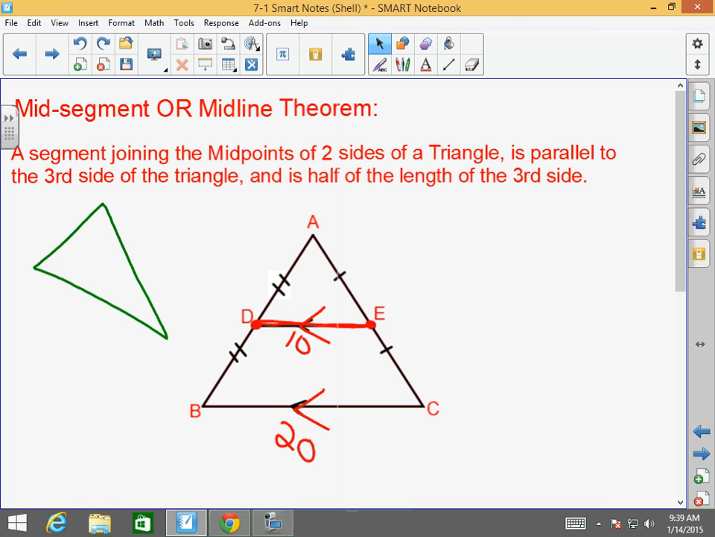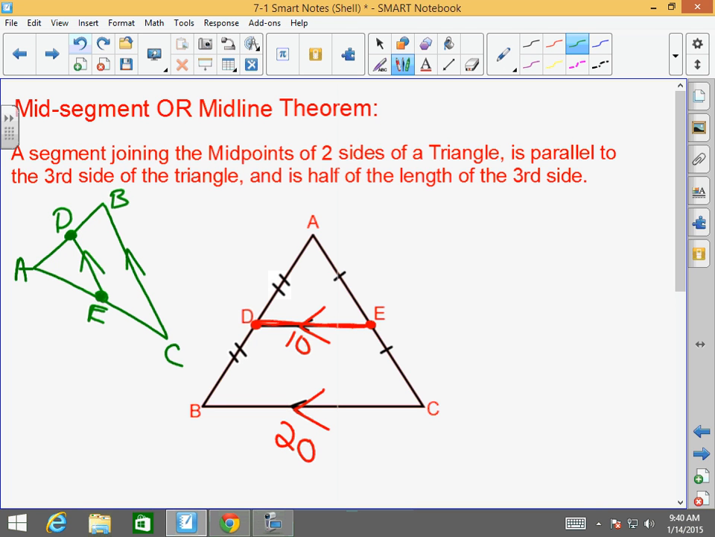Okay? And let's just call this A, B, and C. Let's say that D is the midpoint of AB, and let's say that E is the midpoint of AC. If I connect DE, it's a segment that connects the midpoints of two sides, that automatically makes DE parallel to BC.